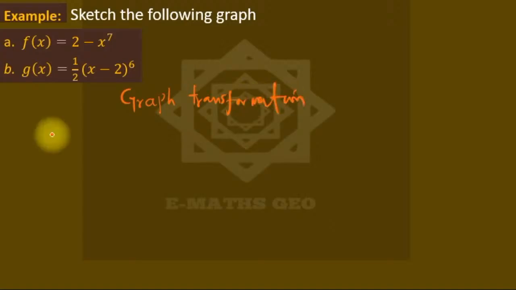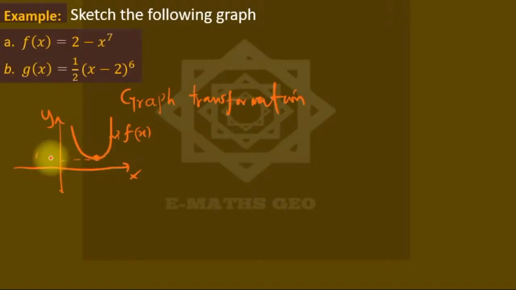So assuming we have a parent graph, maybe you have something like, let's just use any graph. Maybe this is the parent graph. We'll transform by shifting to the left, to the right, up and down. So assuming this is f(x), and I want to transform this by shifting up, this is the original vertex.